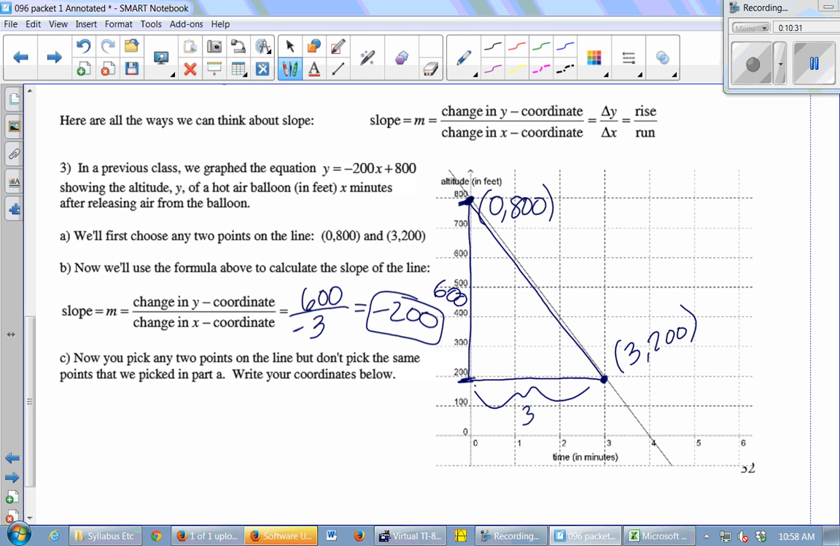Why do you think I got a negative number for the steepness of this line? Because it's decreasing. It's like you're going downhill this time. So you get a negative number that measures the steepness. Okay, I'm going to give you 2 or 3 minutes. I want you to pick any 2 points on the line, but not the same 2 I just picked. Pick 2 different points and calculate the slope.